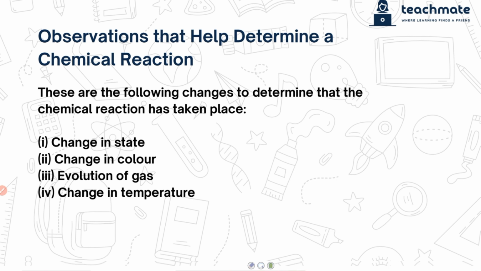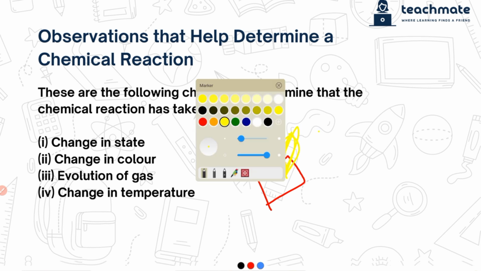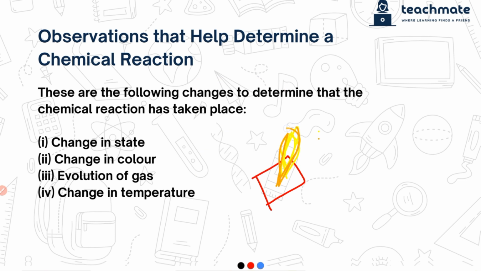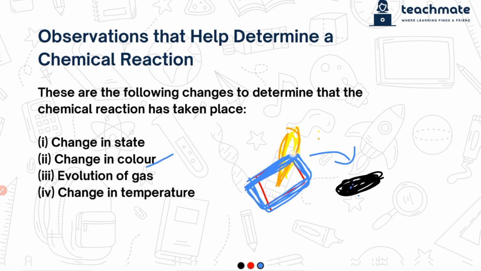For example, you are burning a paper. If this paper is burned, what will happen? It will change into black color ashes, right? Black color ashes will be formed when this paper is burned. The paper looks like this, but the product formed after the reaction is black ash, right? Then change in color is there. This blue color paper is changed to black color ash.